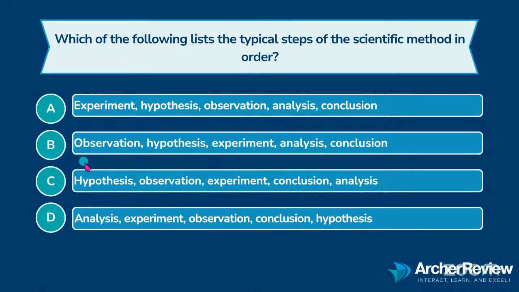So B was observation. You observe something and you think, I wonder why that is. You form that hypothesis. Then based on that hypothesis, you form your experiment. You analyze your data to determine whether your hypothesis was accurate or not. And then you form a conclusion.